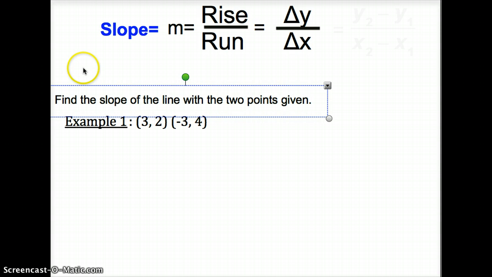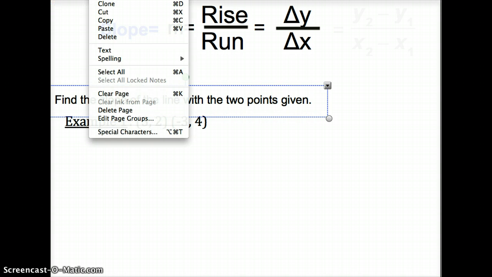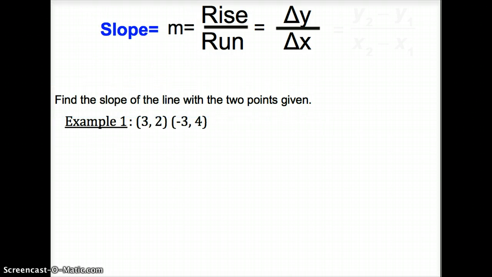So the first example that we're working with here. First, we need to take a look at this formula that I've talked about. So the slope is rise over run, or delta y over delta x. The formula for that is to subtract the y's and subtract the x's.